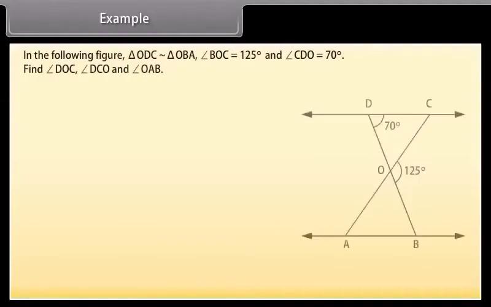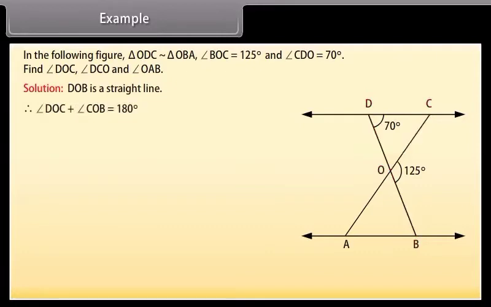Example. In the following figure, triangle ODC is similar to triangle OBA. Angle BOC is equal to 125 degree and CDO is equal to 70 degree. Find angle DOC, angle DCO and angle OAB. Solution. DOB is a straight line. Therefore, angle DOC plus angle COB equals 180 degree, which implies angle DOC is equal to 180 degree minus 125 degree, which equals 55 degree.